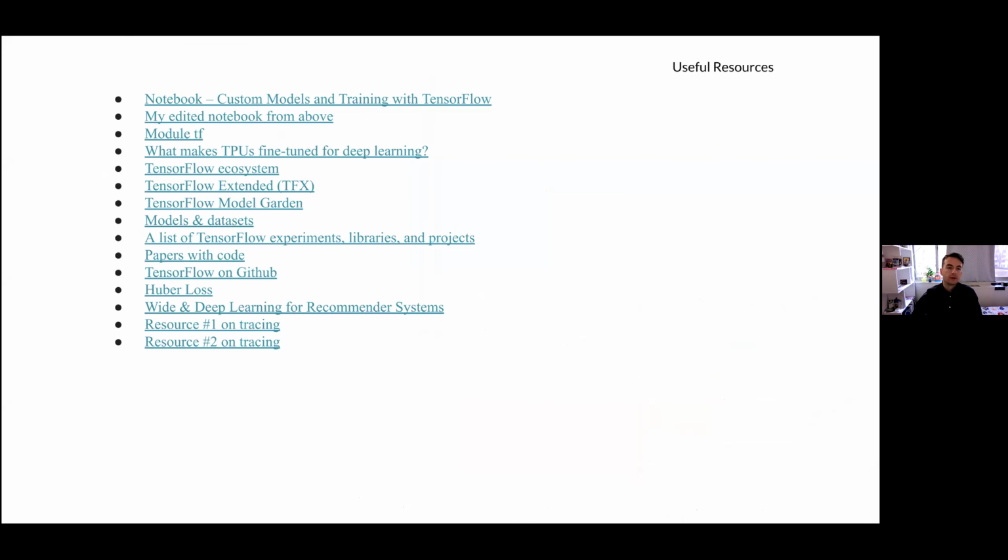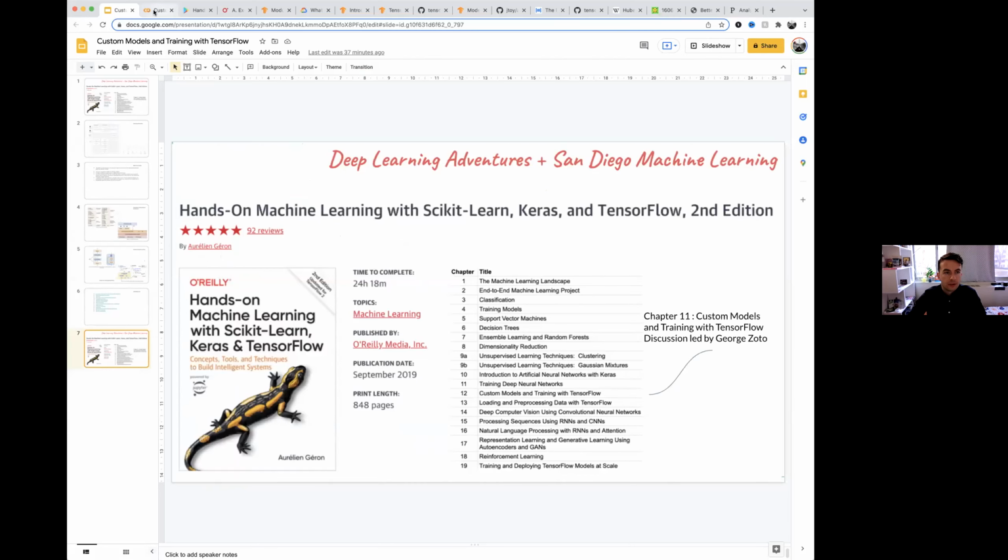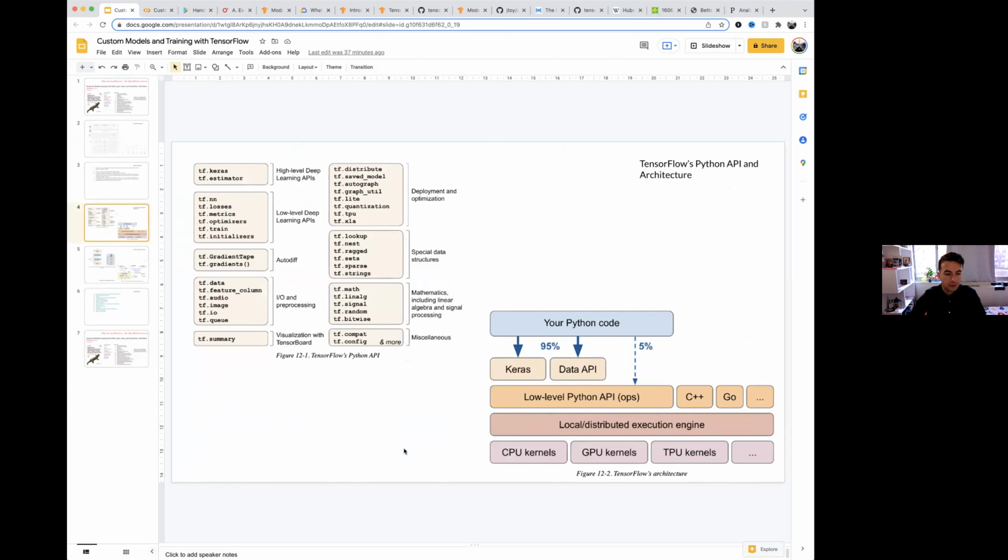I included here a list of resources that I came across during this chapter. The first one is the notebook that Aurélien covers. One is the edited version of it, and the rest are different resources that are either mentioned directly in the book or I came across while looking up things on my own. Specifically, the last two are related to tracing and autograph, which I think need a little bit more coverage in my opinion. Cool. With that said, those are the only slides. I'm going to take a pause here before I switch to the notebook and see if you have any questions.